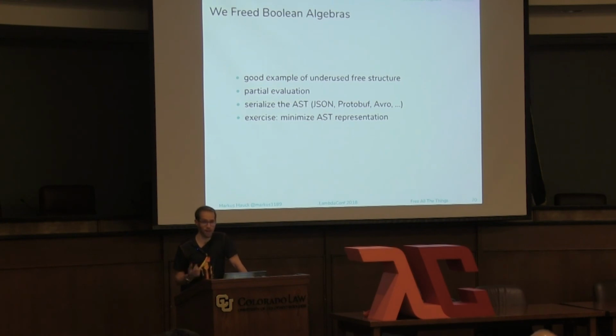And yeah, the AST of the free Boolean algebra is not really minimized. You might have seen that. And there are also some laws that are not satisfied in our construction. So if you want to, you can try to minimize the AST like we did for the free monoid. But spoiler, it's not as easy because there are a lot of laws in there for Boolean algebras.